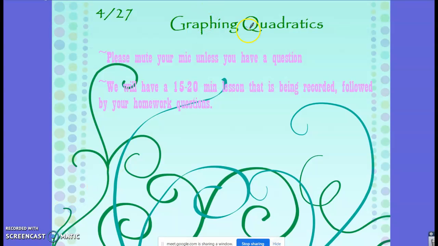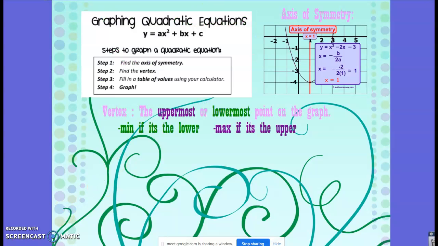All right, we're going to start with graphing quadratics. And here is some important information. You might want to grab a pen and write down this axis of symmetry formula. It is on the algebra formula chart if you have access to your journal at home. Also, you can Google it. That's where I got this cute graphic, so I could post it on here.